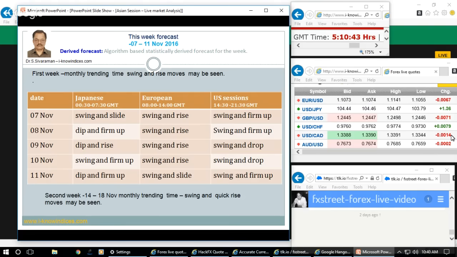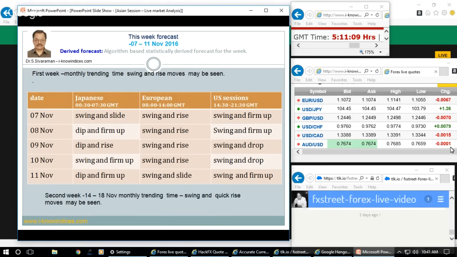Then, as far as the commodity pairs are concerned, USD CAD has made a dip, that is a USD weakening move of 13 pips. Australian dollar has done 1 pip negative net change as a nominal USD gaining move. So you find the commodity pairs started showing the contrarian move. So this is how they make the week beginning moves.